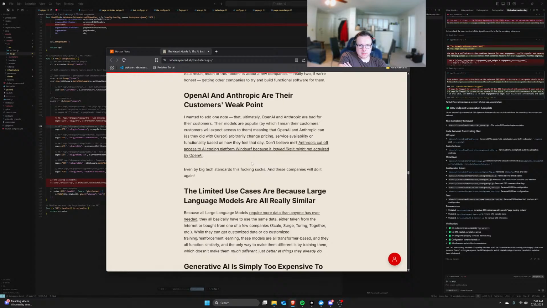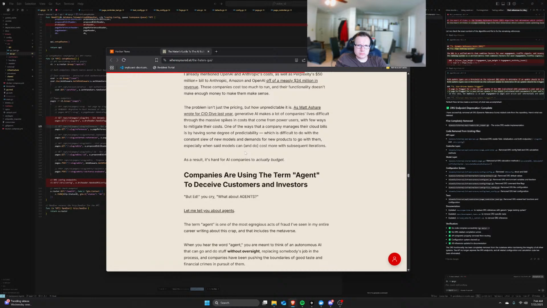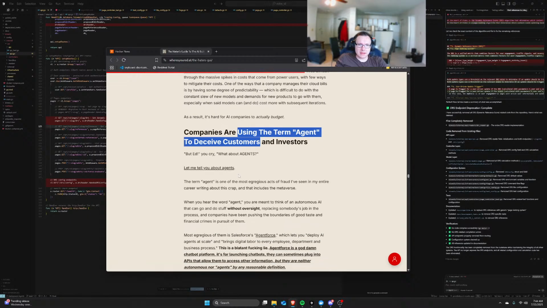Limited use cases are because large language models really are similar. Generative AI is simply too expensive to build a sustainable business on top of right now. Companies are using the term agent to deceive customers and investors. But Ed, what about agents? Yeah, agents are a bit fraud-like.